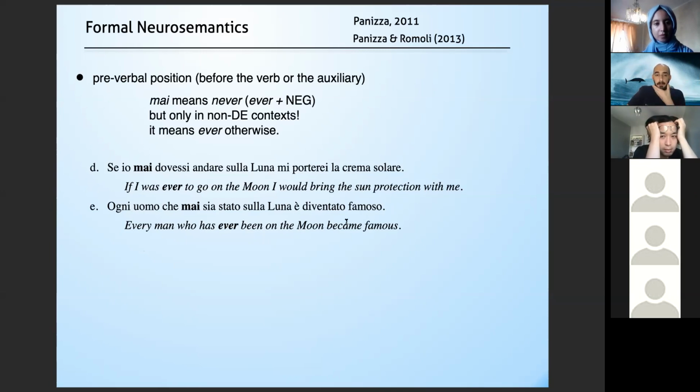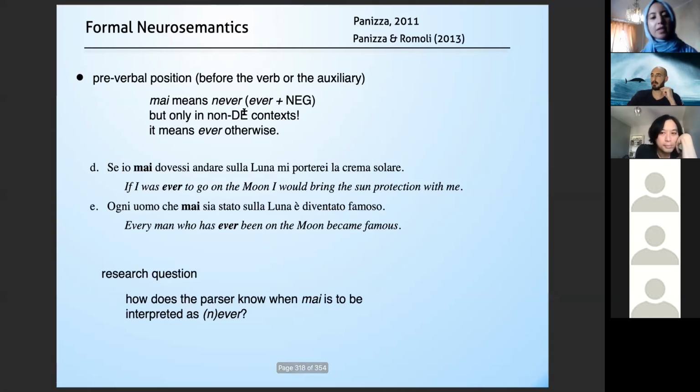The cool thing is that it is not the position of the verb alone, but also the semantic property of the context that determines whether "mai" has to be interpreted positively or negatively, okay? So "mai" means "never" only when it's pre-verbal and in a non-downward entailing context. It means "ever" otherwise, okay?